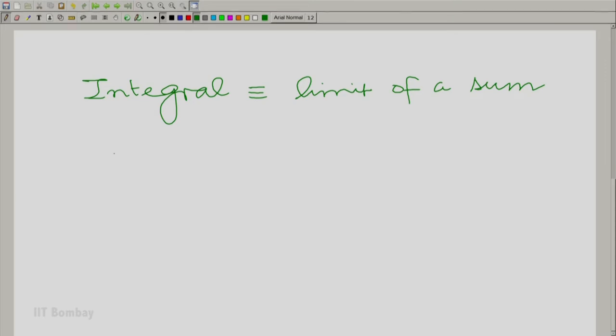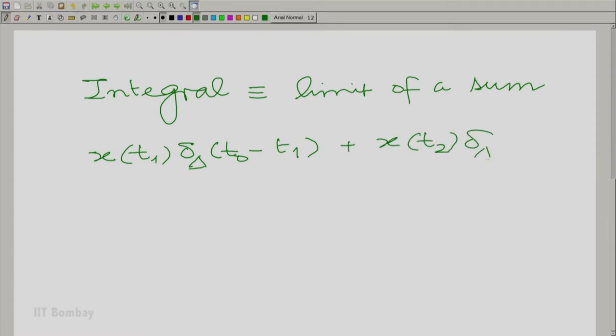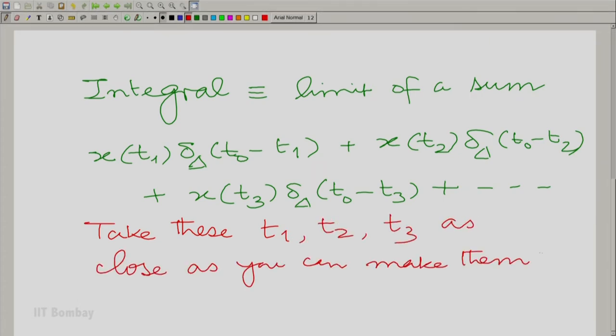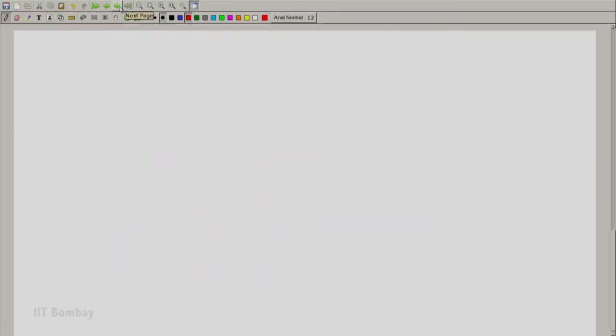So, you could think of it like this. You could think of it as x at some t1 times delta_Δ(t0 minus t1) plus x at some t2 times delta_Δ(t0 minus t2) plus and so on. Take these t1, t2, t3 and so on as close as you can make them. You must understand the same thing in many different ways. So, let us show it graphically.